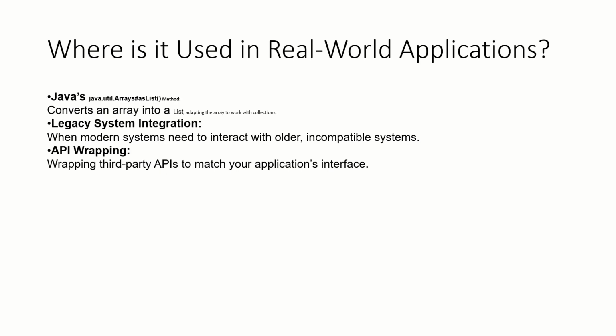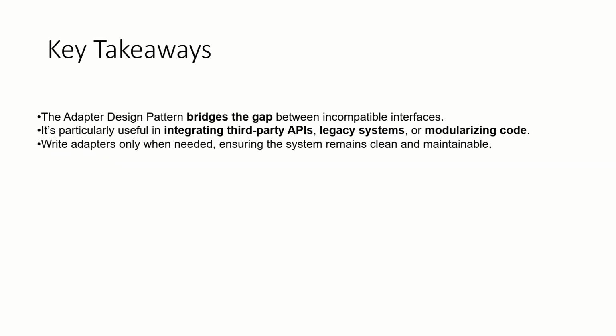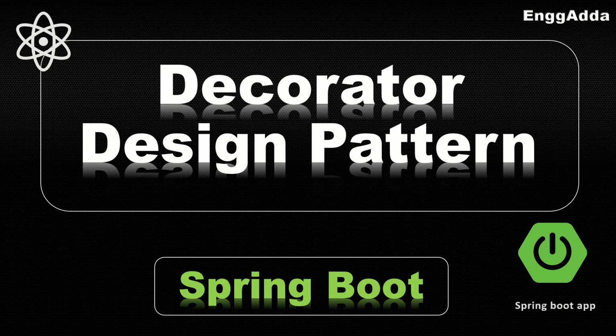I will go to the next slide to discuss where it is used in real world applications. You can use it in legacy system integration, which we have already discussed, and API wrapping. Now I will go to the next slide to discuss key takeaways. The adapter design pattern bridges the gap between incompatible interfaces. It's particularly useful in integrating third-party APIs or legacy systems or modularizing code. And the third one is write adapters only when needed, ensuring the system remains clean and maintainable. So these are the key takeaways. Wherever it is required, then only implement the design pattern. So this was about the adapter design pattern.